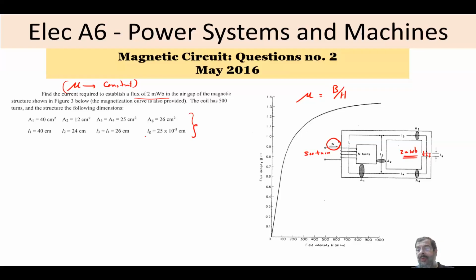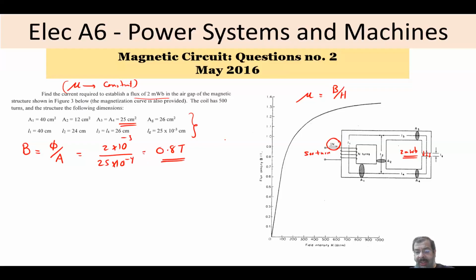The first thing to do is start from where you know the flux and find the flux density B. B is equal to the flux divided by the cross-sectional area, which is 2 times 10 to the minus 3 Weber, converting everything to Weber, divided by the area of the magnetic circuit, 25 converted to meter squared, so times 10 to the minus 4. You will get 0.8 Tesla. So this is your B.